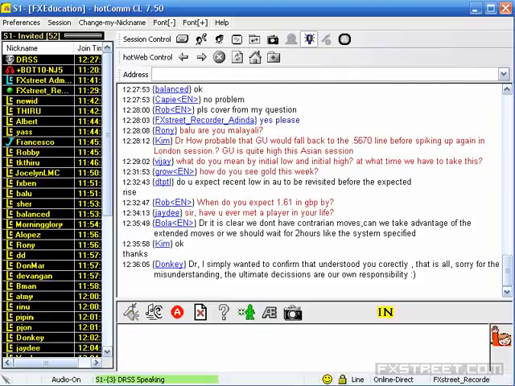Then, Vijay, what do you mean by initial lows and the initial highs? At what time? I've been explaining it many times. Between 2:30 and 3:30 GMT, the initial lows and the highs are being set and they are used as reference levels by the other players.